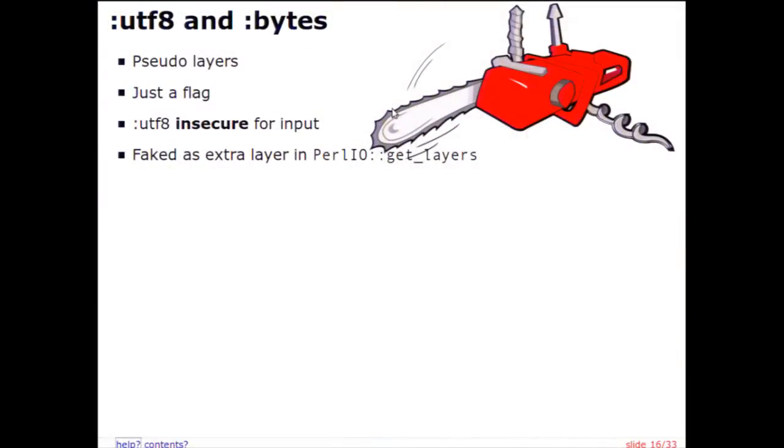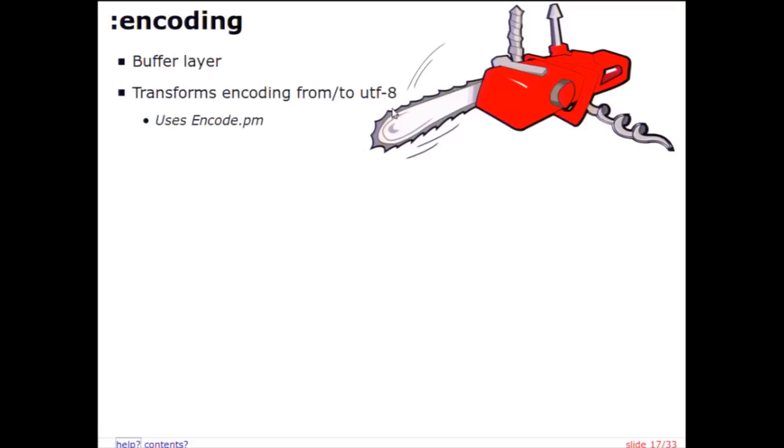The other confusing thing here is that if you use get layers, it will tell you there's a UTF-8 layer, even though there's not. It's just a flag. I have no idea why. What you should use instead is :encoding. Encoding is actually a full layer that's essentially taking input from the layer beneath it, using Encode.pm to decode that from whatever it was to UTF-8, and then pass that on, which is actually a fairly sensible thing to do, even if it's not the fastest thing to do.